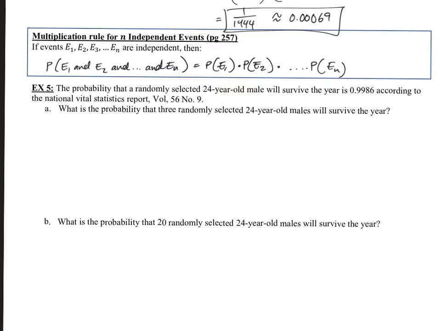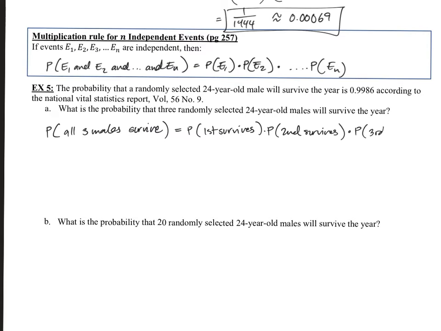Well, let's see. We want to know the probability that all 3 males survive. To find that out, we're going to take the probability first survives, times that by the probability second survives, and multiply that by the probability the third guy survives.